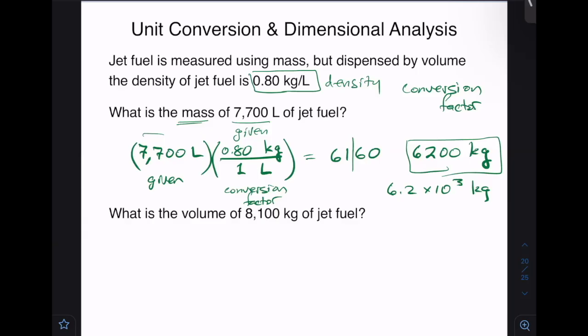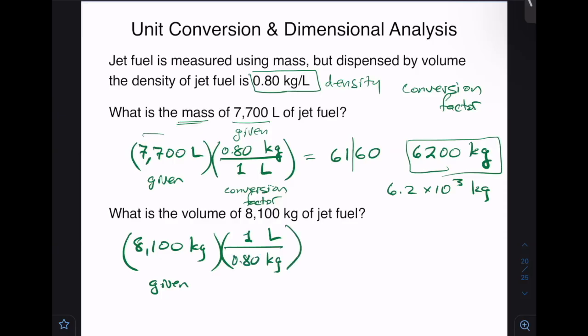But now let's work it backwards. What's the volume of 8,100 kilograms? All right, so let's start with 8,100 kilograms. Now this is our given. We're going to use the same conversion factor, but now it's going to be the reciprocal of density because we need kilograms in the denominator and we need liters in the numerator. So now the 0.80 goes down here and the 1 comes up here. Okay. If I plug that in my calculator, I get this number, 10,125 liters.